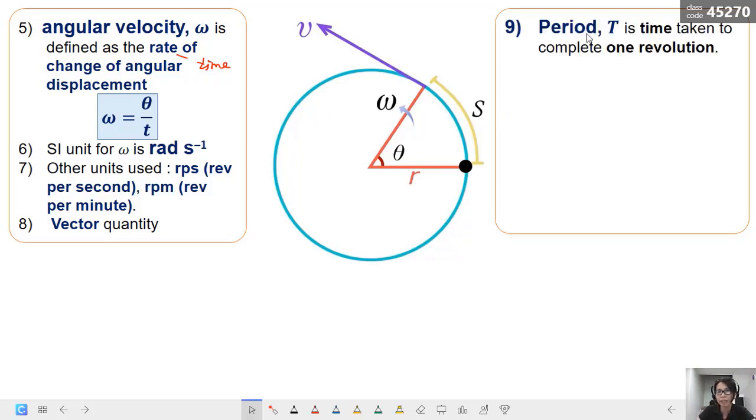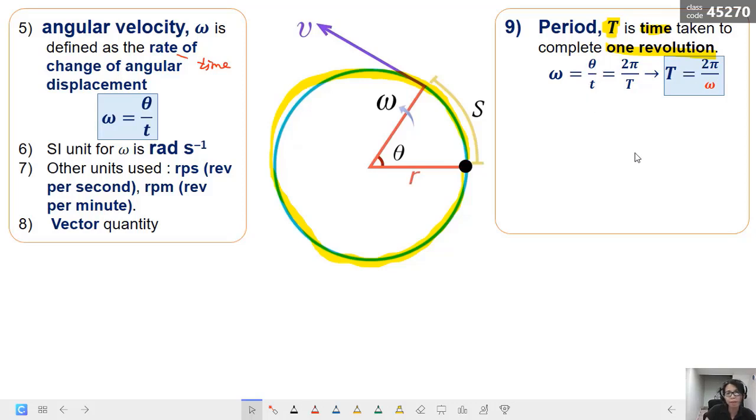Then we have period T. What is period T? Time to complete one revolution. So period refers to the time to complete one revolution. Berapa masa diambil untuk objek ni complete satu revolution? Itu kita panggil sebagai period T. Okay? So daripada formula angular velocity, omega adalah theta over T. So anda perhatikan, bila kita complete satu revolution setara dengan 2 pi. So, satu revolution 2 pi. So, masa untuk complete satu revolution adalah period T.